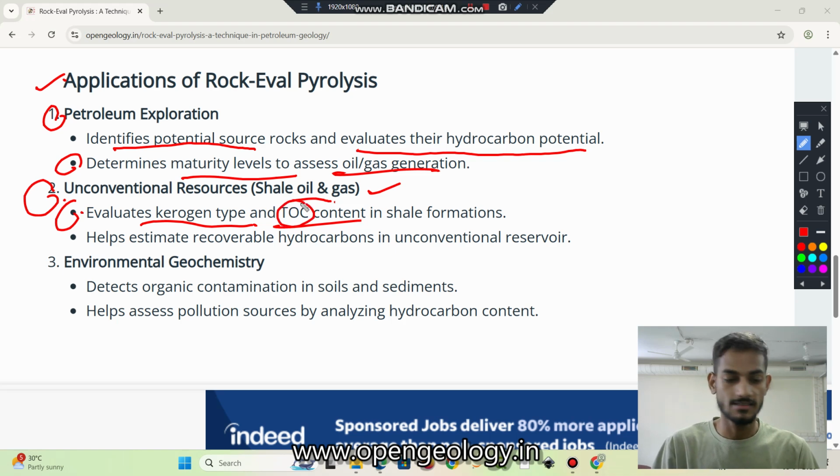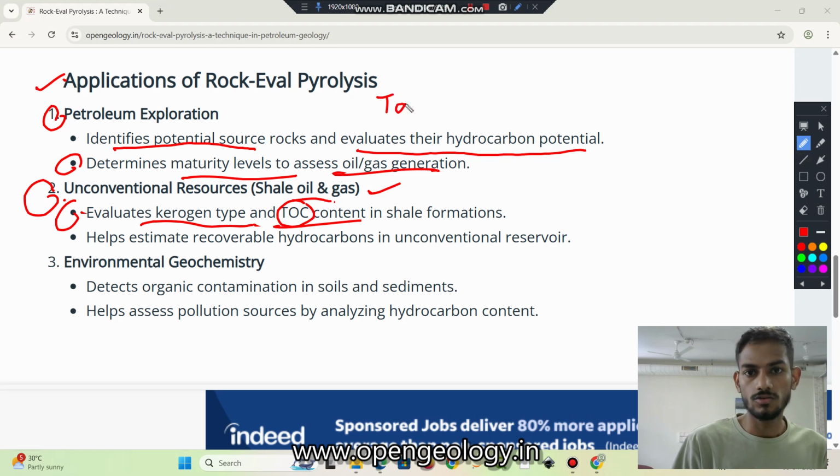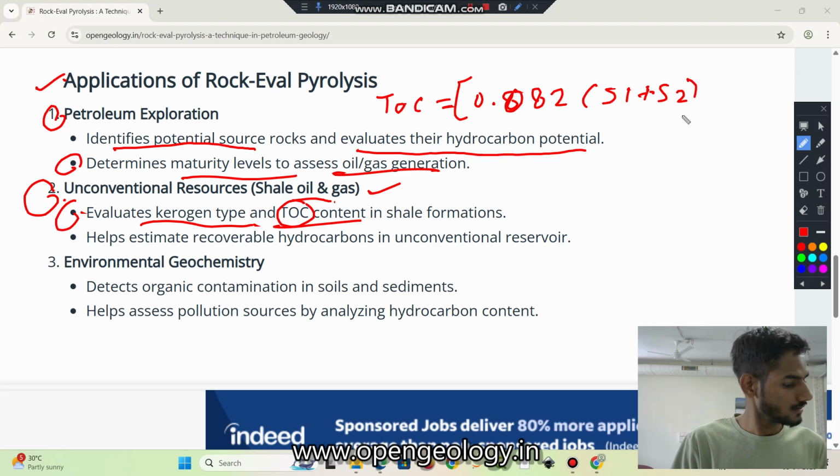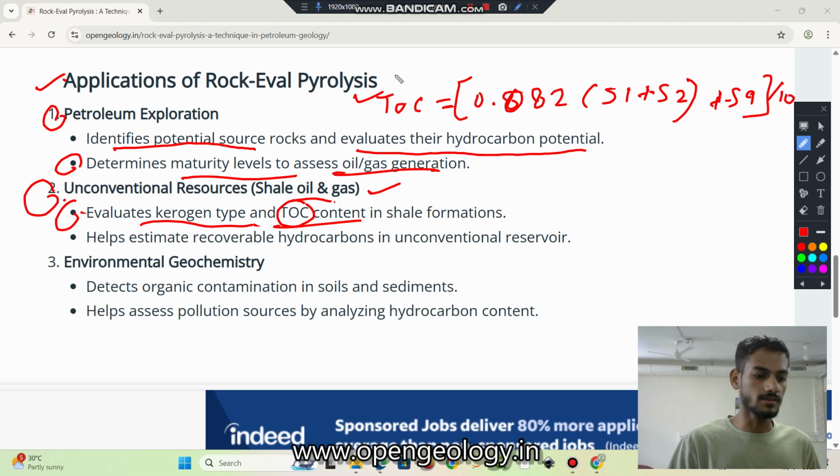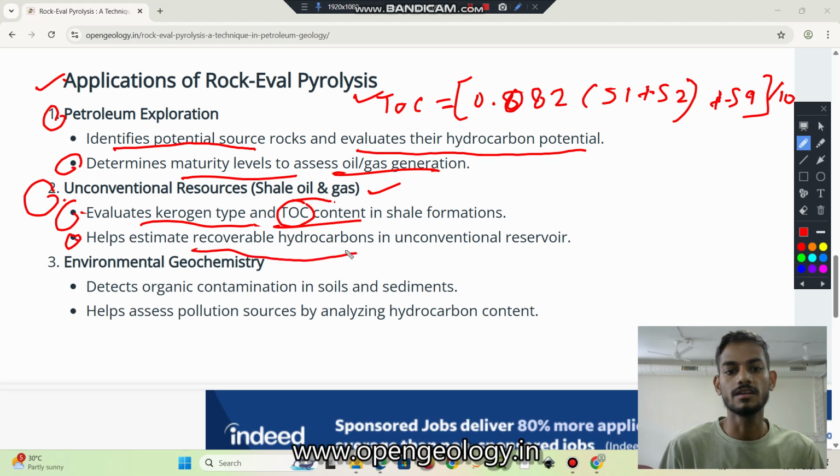Now this TOC has another formula, just give me 1 second. Okay, so the total organic carbon can be calculated as TOC is equal to 0.082 times (S1 plus S2 plus S4), and this complete expression is divided by 10. Okay, this is how we can calculate the TOC, total organic carbon. Then for unconventional resources, it helps in estimating the recoverable hydrocarbons.